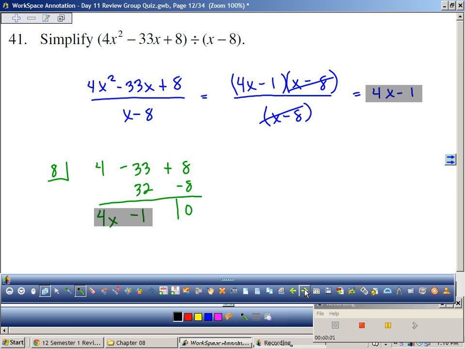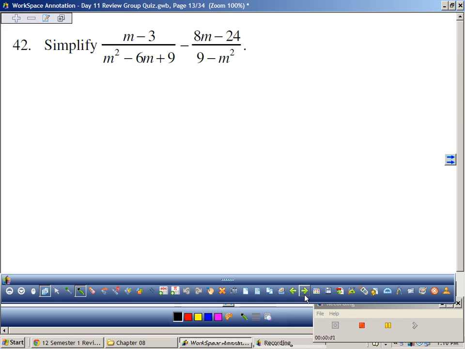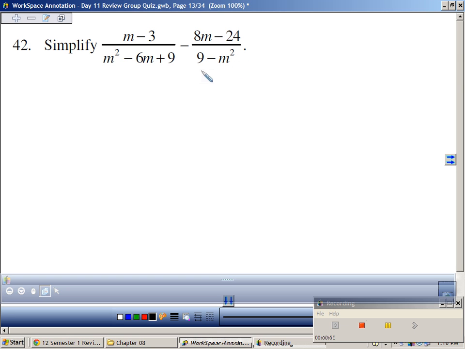Okay. This one. What is it? Do we know yet? We don't. Let's manipulate some things. Look, I've got 9 minus m squared. How could I change that around? Negative m squared plus 9.